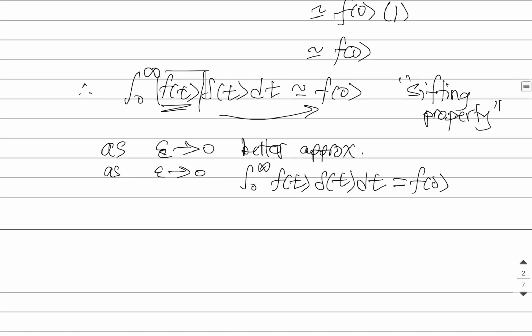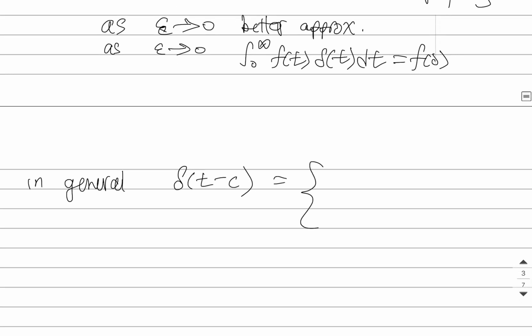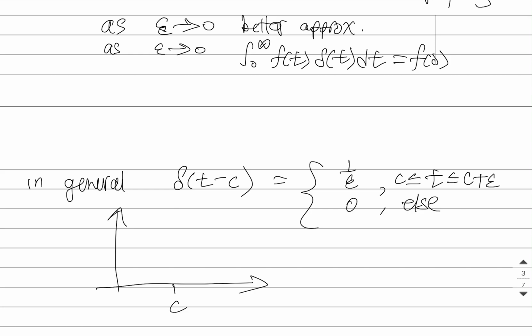Now, we could do this more generally. In general, we could define our box like this, delta of t minus c, and we'll define it as a piecewise function again. We'll say it's 1 over epsilon if t is between c and c plus epsilon, and then we'll say it's 0 otherwise. So this is a box that's just been moved over to c. It'll be discontinuous. It'll be 0 up to that point, 1 over epsilon just there, and then it drops down again at c plus epsilon.